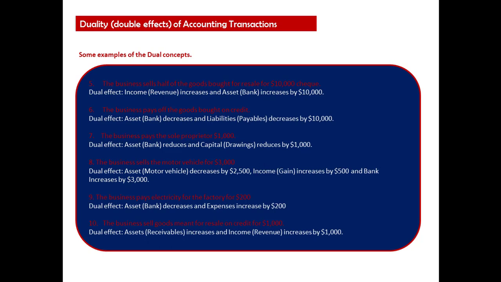Final example, the business sells goods meant for resale on credit for $1,000. The dual effect is that assets, which is receivables, will increase, and income, which is revenue, because the goods were meant for resale, will also increase by what? $1,000. The net accounting equation will balance.